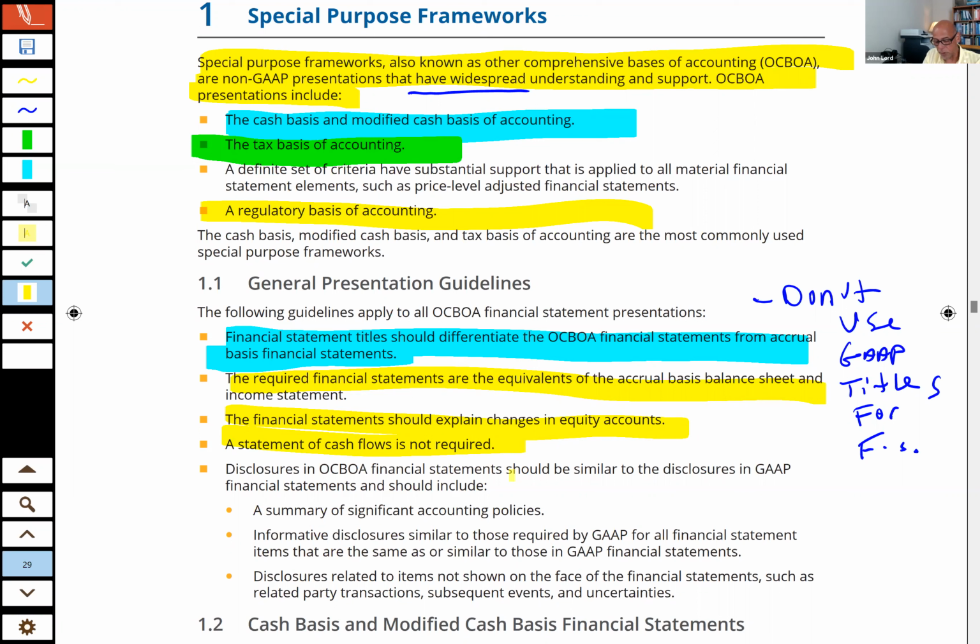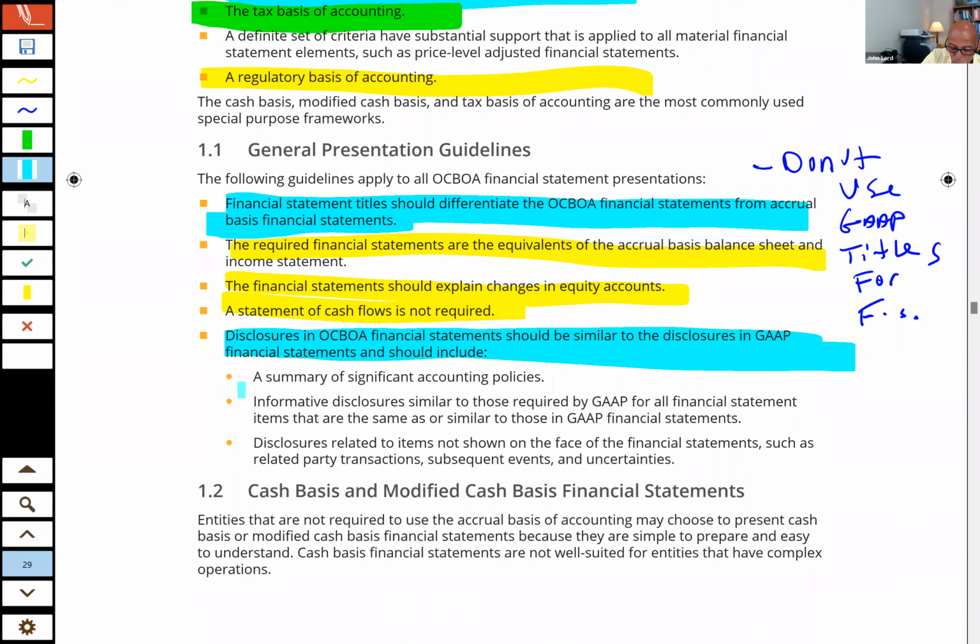We'll have the equivalent of the statement of stockholders' equity, but we won't be able to call them that because those titles are reserved for the accrual statements, okay? The disclosures, remember we talked quite a bit about disclosures last time, would be very similar to the disclosures that you would see in a set of GAAP statements. Remember we talked about the summary of significant accounting policies last time, and of course the big deal is going to be there, what? Hey, we're using cash basis, right? And similar disclosures is what you would do with GAAP, okay?